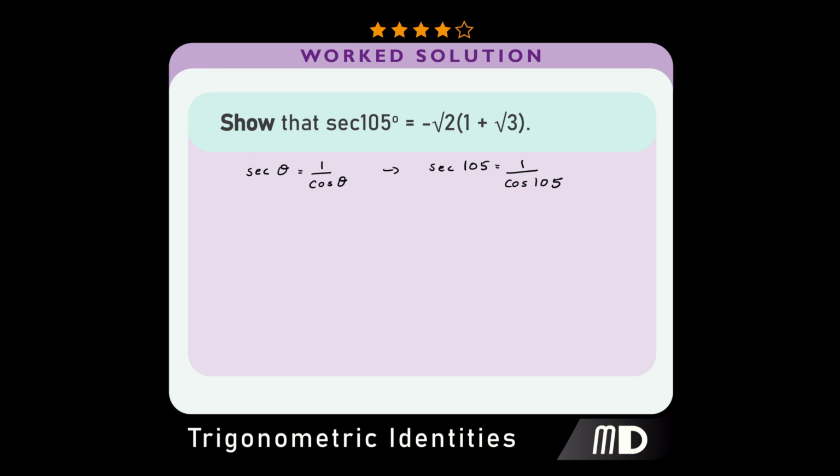Double angle formulae for cosine tells us that the cosine of A plus B is equal to the cosine of A multiplied by the cosine of B minus the sine of A multiplied by the sine of B.